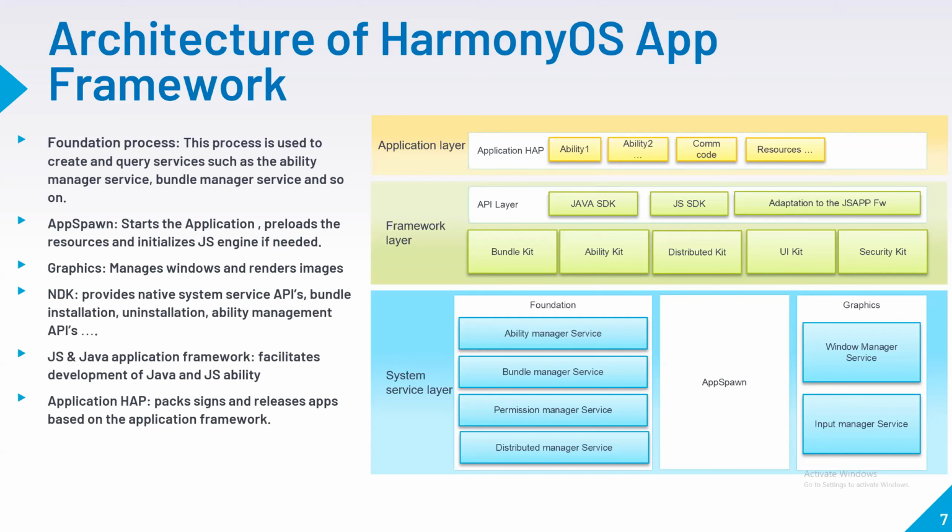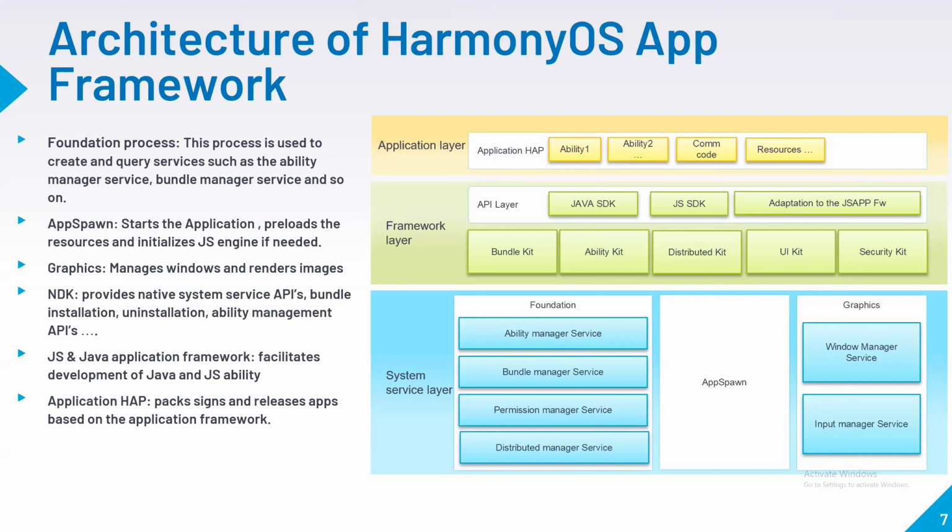The UI kit is basically for enhancing our UI capabilities and to provide specific features in UI. Security kit is basically linked to distributed kit that we will discuss in a few slides. And then, if you see, we have the JS and Java SDK layer and the adaptation layer for making our JS application framework similar to our Java SDK.